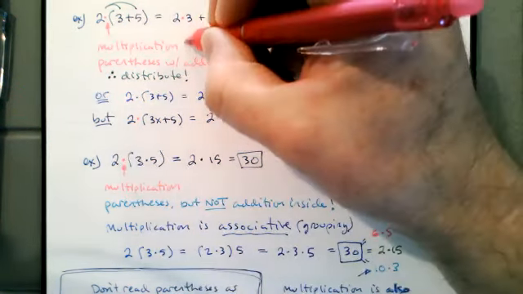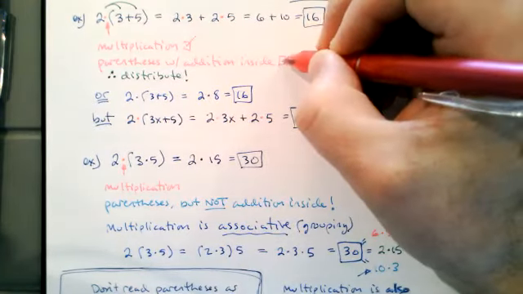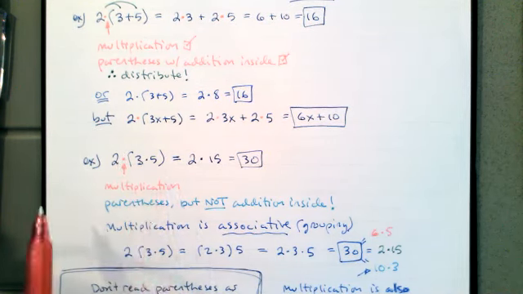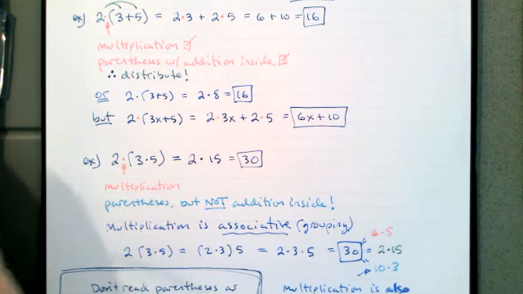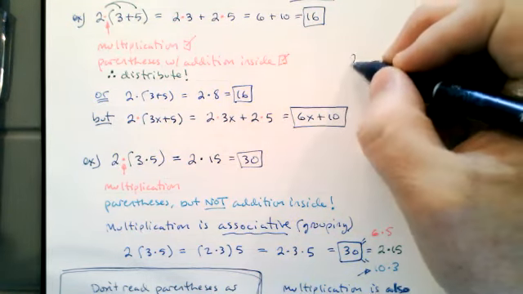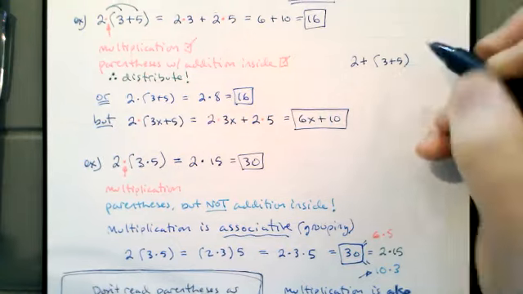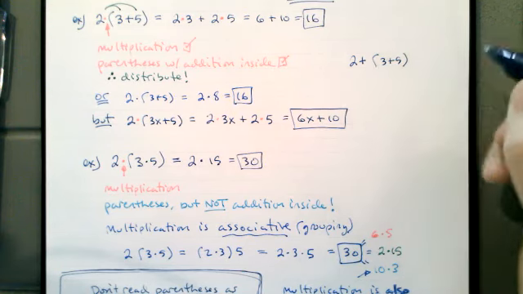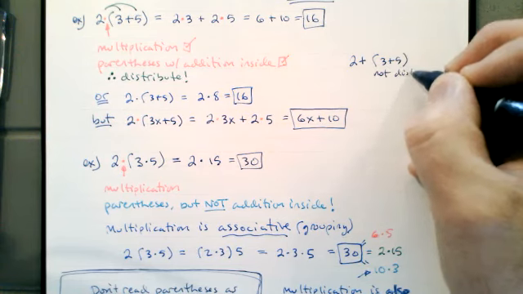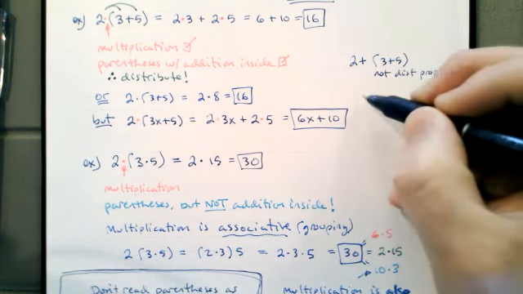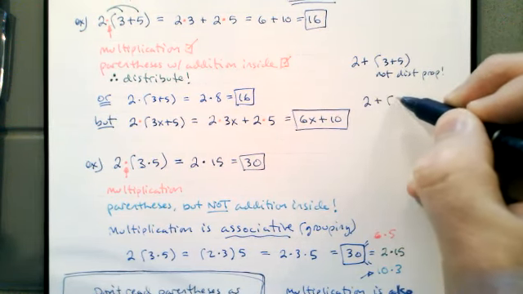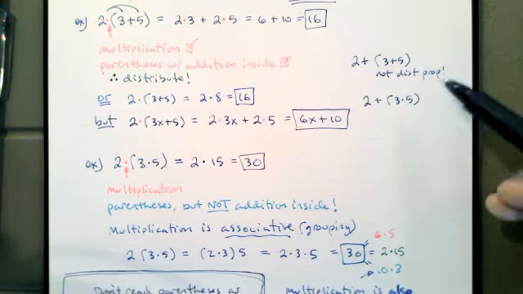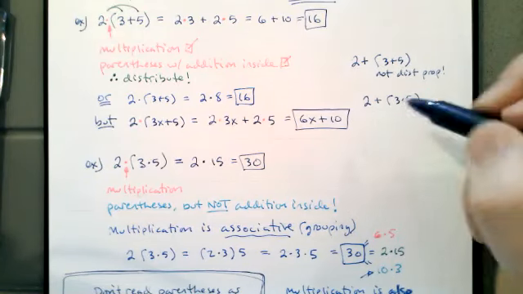So we say, is it multiplication? Yes. Is there addition inside? Yes. When we get to here, is there multiplication? Yes. Is there addition inside the parentheses? No, so not distributive property. Also, if I have 2 + 3 + 5, is the operation multiplication? No, so not distributive property. Here's some multiplication. There's parentheses and addition, but it's not addition inside the parentheses, so it's not the distributive property.